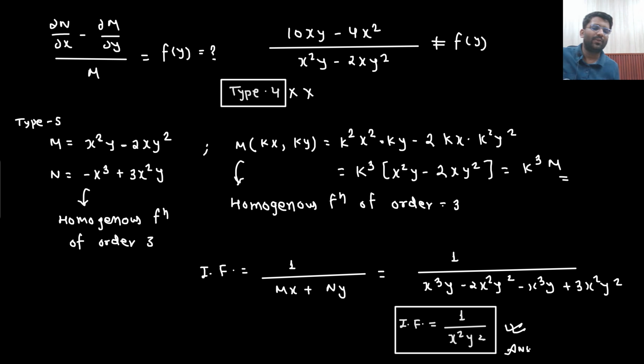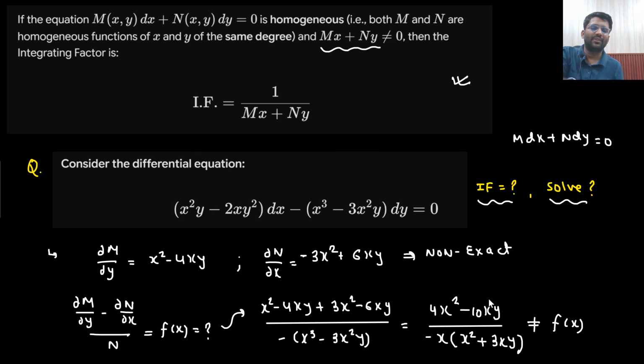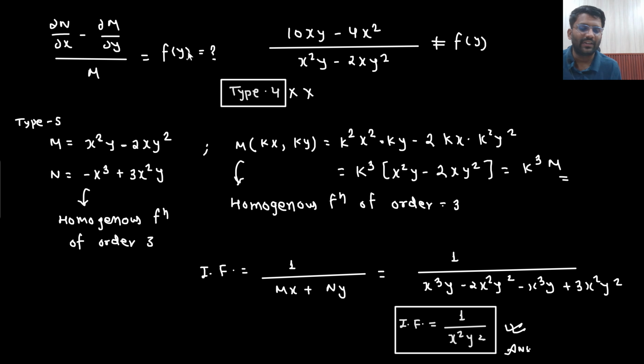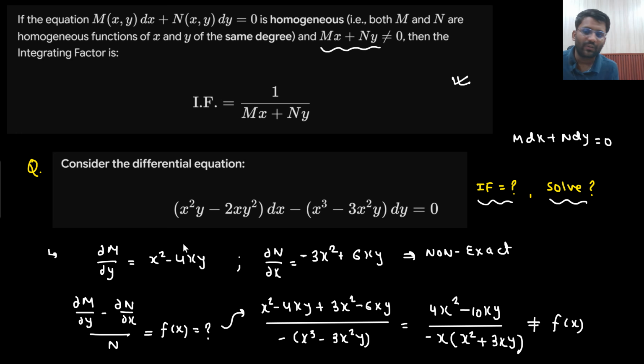For type 4, what do I need to do? I need to partially differentiate, then subtract, and then check if it is coming out to be a function of x. Then I will check if it is coming out to be a function of y. Then I will be able to tell it is not type 4. But for type 5, it is very straightforward. It is x square y, so from here k to the power 3 will come outside. Job done. It is homogeneous. Within seconds I can check if it is homogeneous, and if it is homogeneous, you can apply this one. There you go.